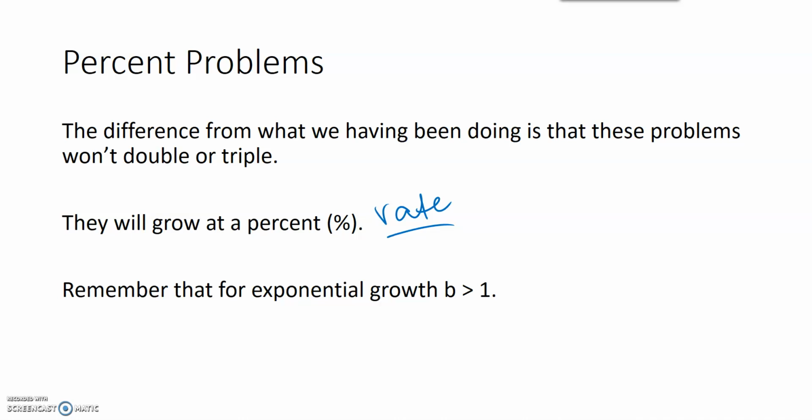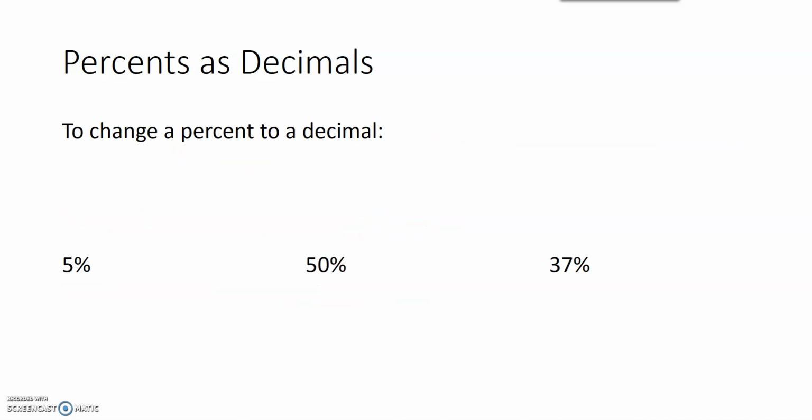Now, something to remember is that when we're doing exponential growth, our b value needs to be greater than 1. So a lot of times it's not going to be the percent itself. It's going to be added in there with that rate. And we're going to work through how to do that. And the key skill in doing that is understanding that percents are decimals. Those two things are interchangeable. They're just different forms of the same thing.